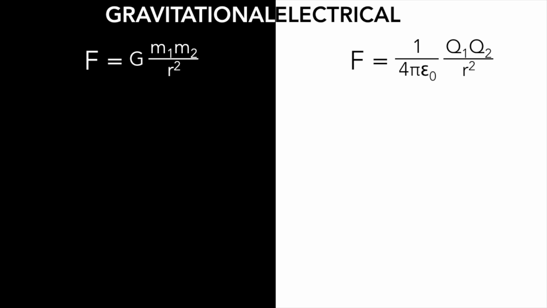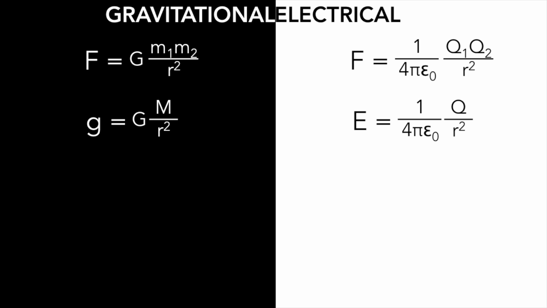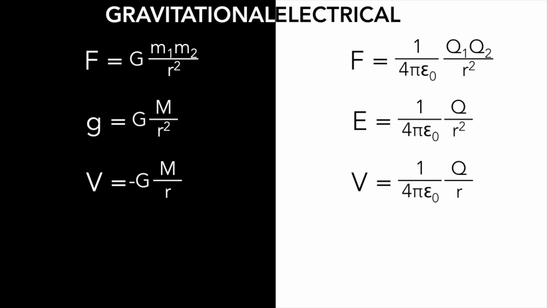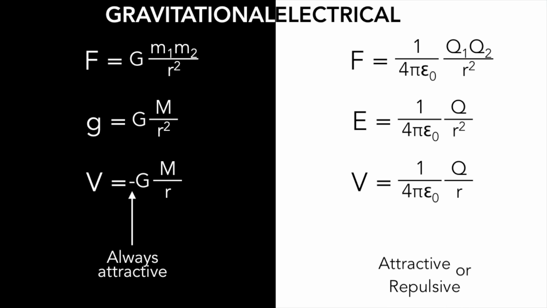G is a force per unit mass, E is a force per unit charge. Newton's law and Coulomb's law give forces inversely proportional to the square of their separation. Field lines are the same for a point mass and a negative point charge. There is potential energy per unit mass and potential energy per unit charge. The one big difference is that gravitational force is always attractive, whereas electric forces can be attractive or repulsive.